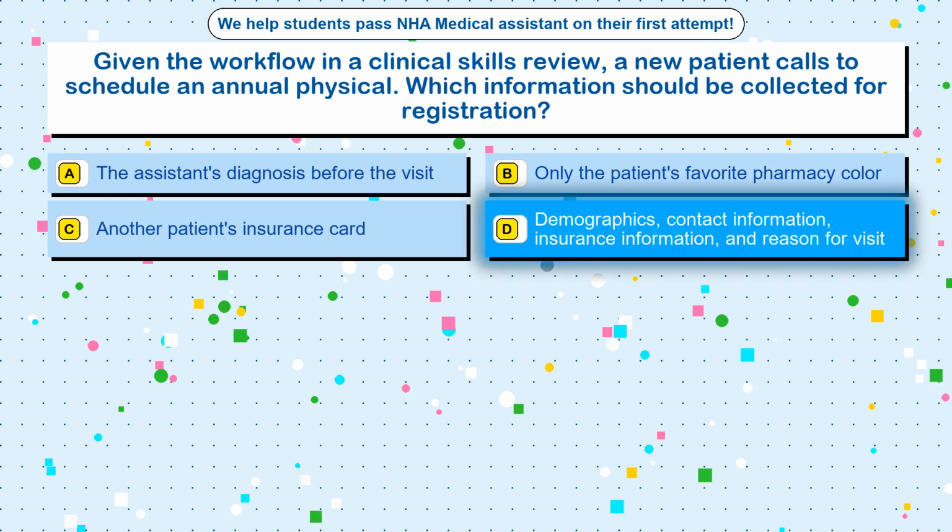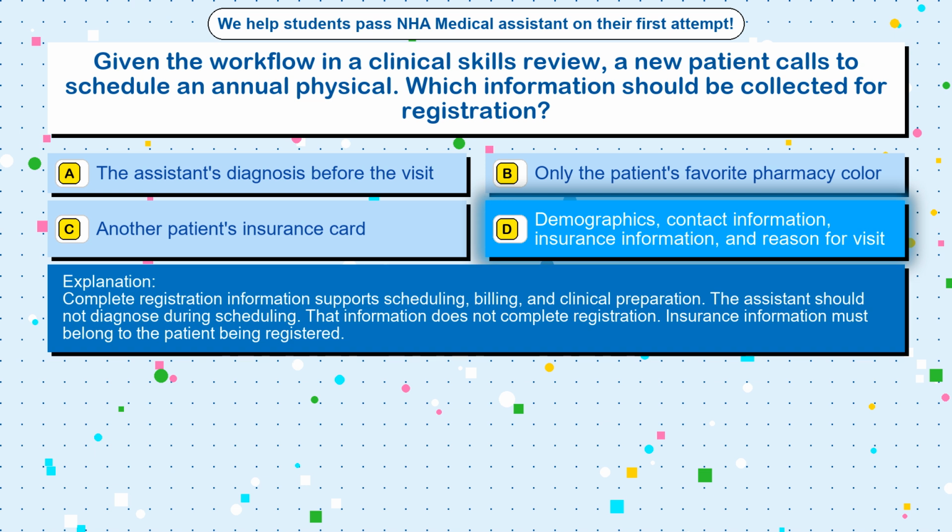The correct answer is option D, demographics, contact information, insurance information, and reason for visit. Complete registration information supports scheduling, billing, and clinical preparation. The assistant should not diagnose during scheduling. That information does not complete registration. Insurance information must belong to the patient being registered.